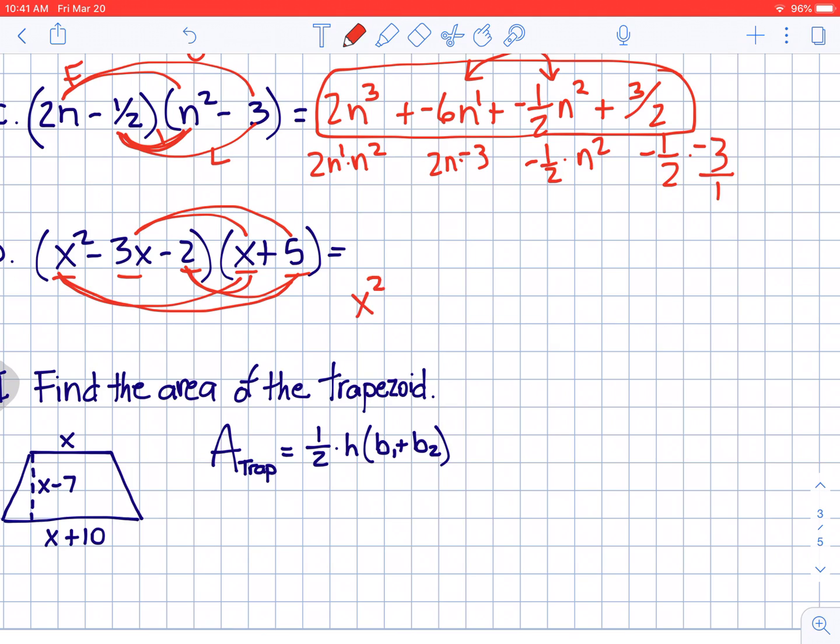So x squared times x. And that gives me x to the 3rd power plus x squared times 5. So that gives me 5x squared. Okay, so I did the x squared bit. Now I'm going to take the negative 3x times both of the things. So negative 3x times x. That gives me a negative 3x squared.